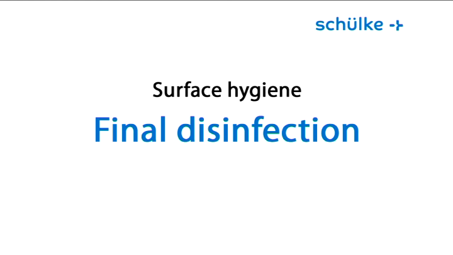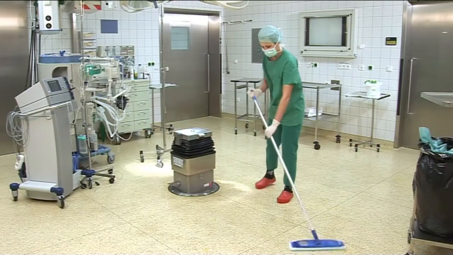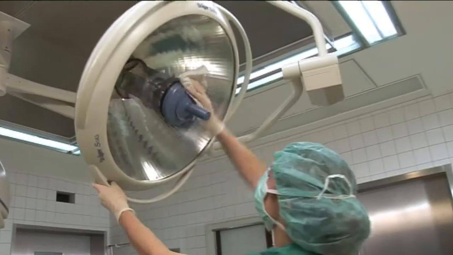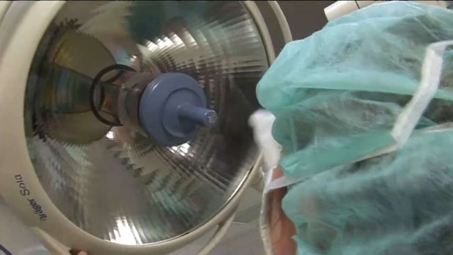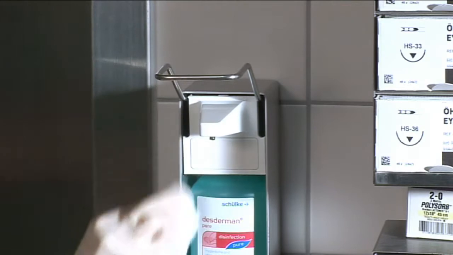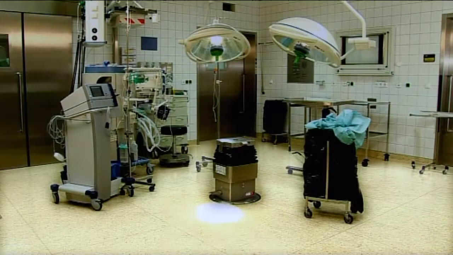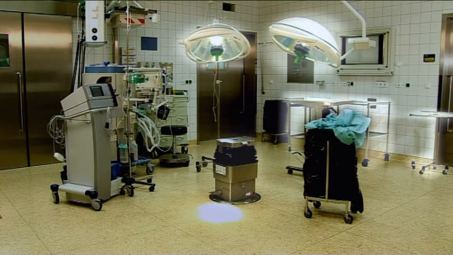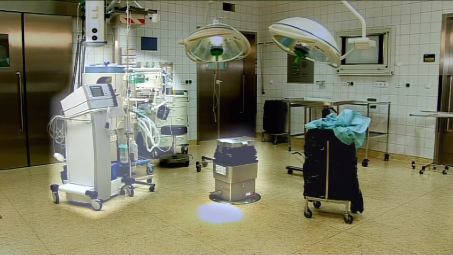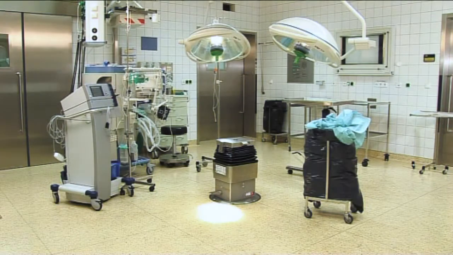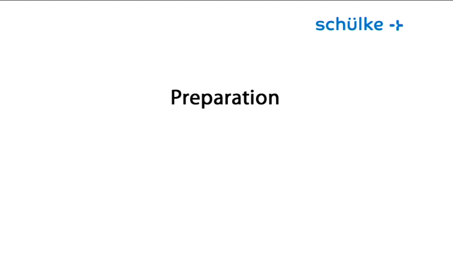Final disinfection. The final disinfection takes place at the end of the operational program. The final disinfection extends to all surfaces and objects which might be potentially contaminated with pathogens, such as the floor, walls, lamp handles, instrument tables, operating columns and operating tables, the HF unit, cables, tourniquets, aspirators, waste containers, and anesthetic machines.